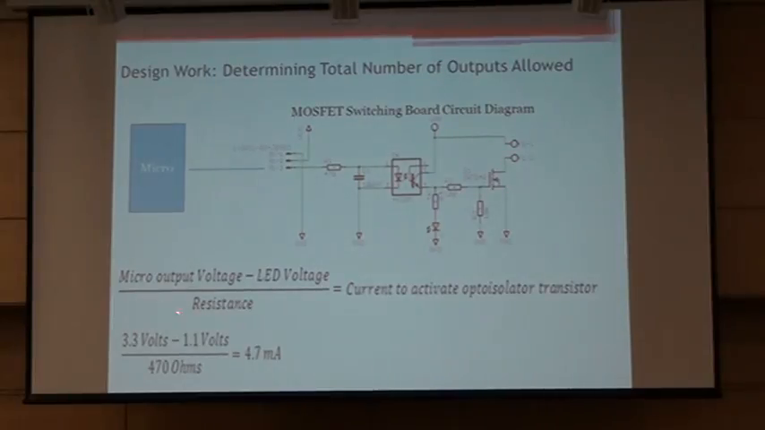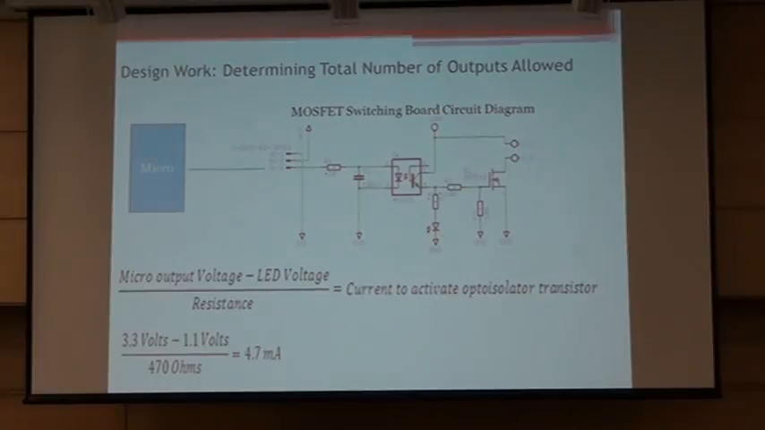In this equation right here, I'm using the micro output voltage of 3.3 volts, minus the LED voltage inside the opto-isolator, divided by the 470 ohm resistor in the circuit. That gives you 4.7 milliamps.